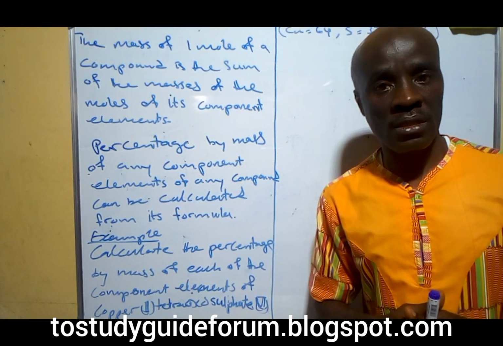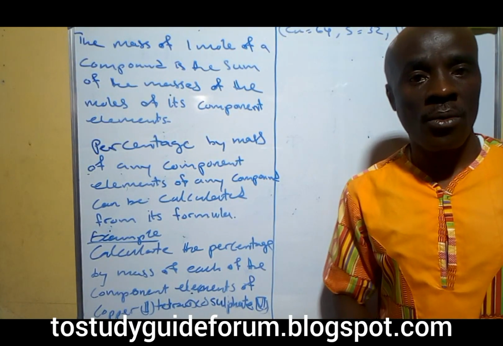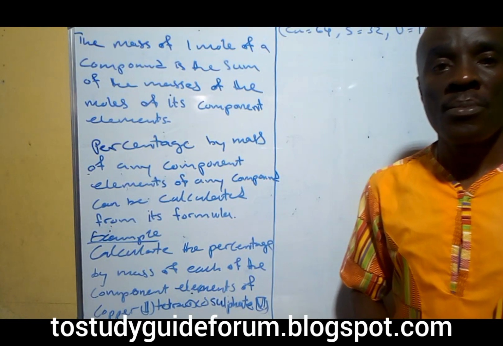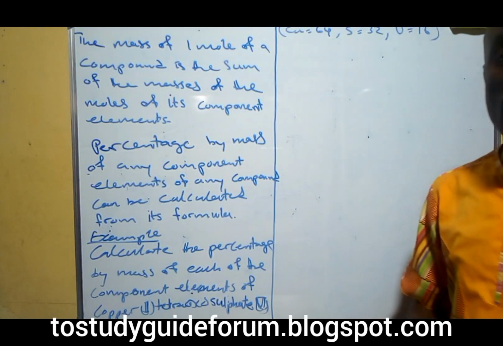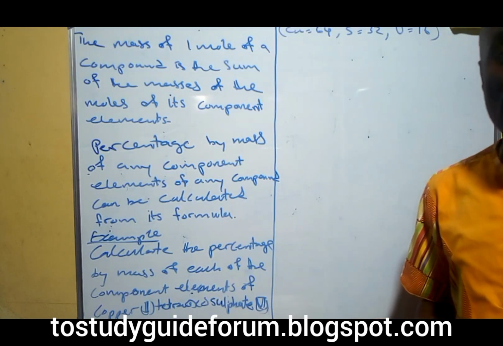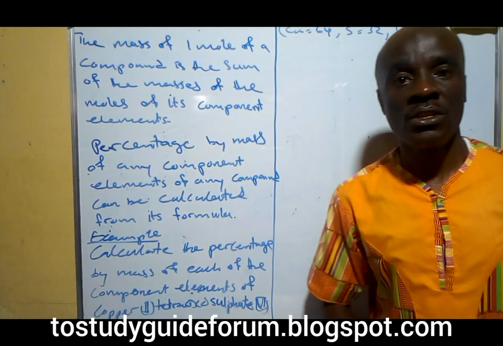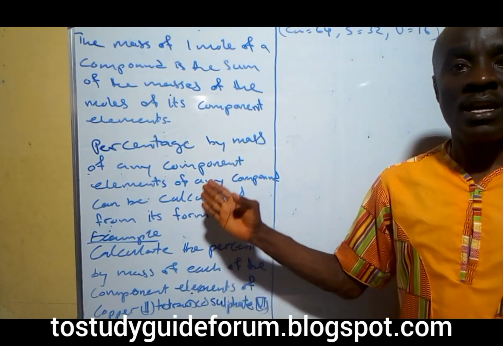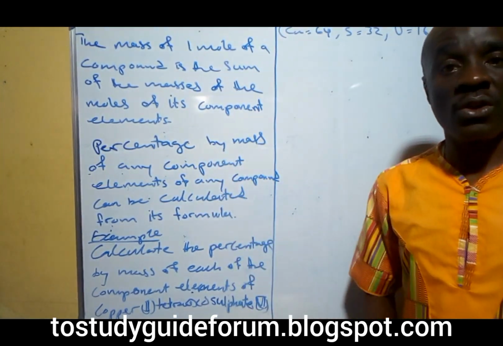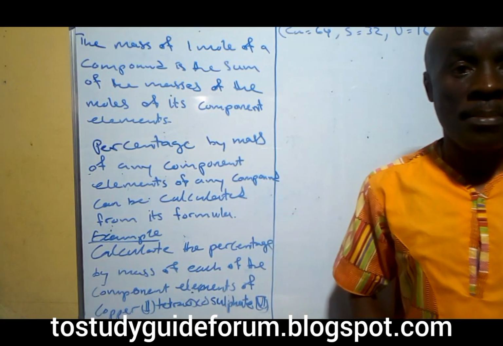the sum of those components will give you what? The mass of 1 mole of that compound. So based on that, we can also use it to calculate. It means that the percentage by mass of each of the component elements of any compound can be calculated, knowing that each of them is the sum of various components.